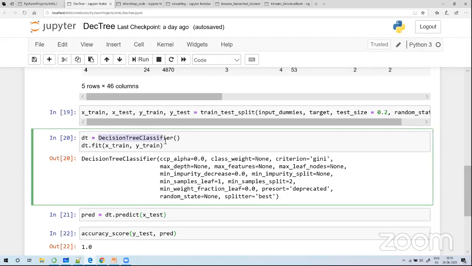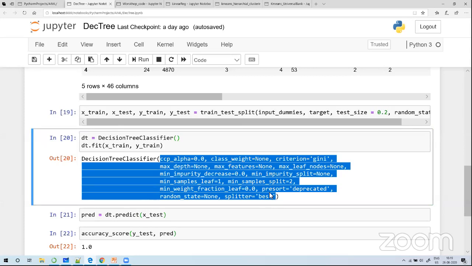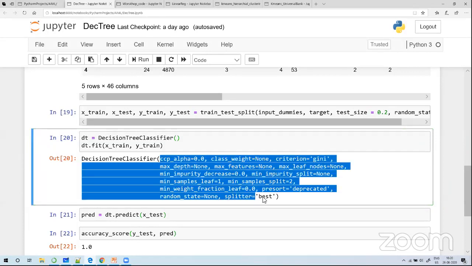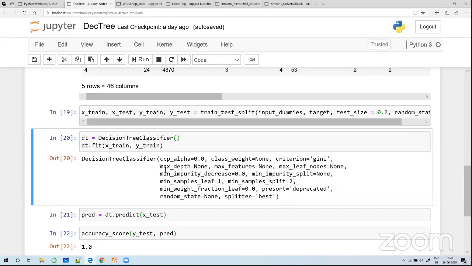Imagine here, the decision tree classifier. These are all the arguments that this decision tree classifier can take, but we haven't used any of them. We just left them at the default values. But if we think that the tree that we have built is overfitting, then we need to prune the tree using some of these parameters, some of these arguments that we have here. The most commonly used one is maximum depth.